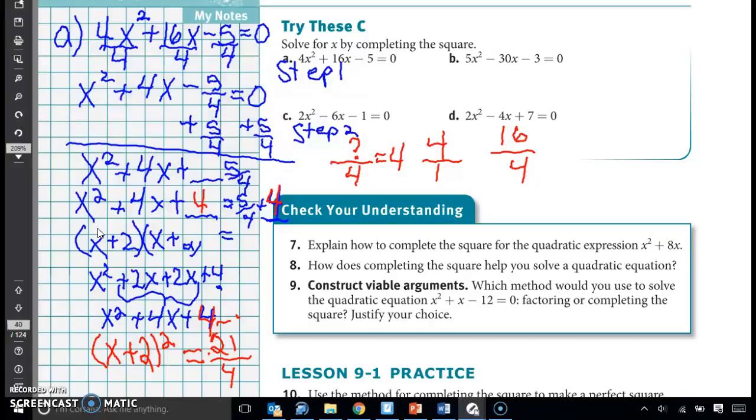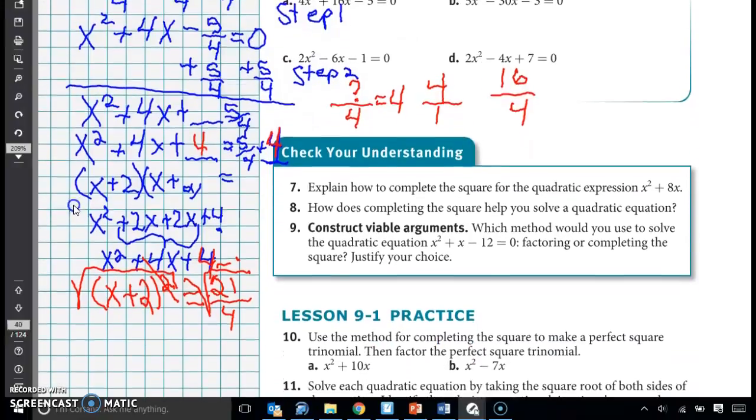Alright, so now I need to solve, and this is what we worked on yesterday. I want to make it x equals. X is inside that square, right? So how do I undo the square? Square root it, that and the other one. Whatever you do to one side, you have to do to the other. If I square root a square, then what am I left with? X plus 2. The square root and square cancel, so we have x plus 2 equals positive or negative square root of 21/4.